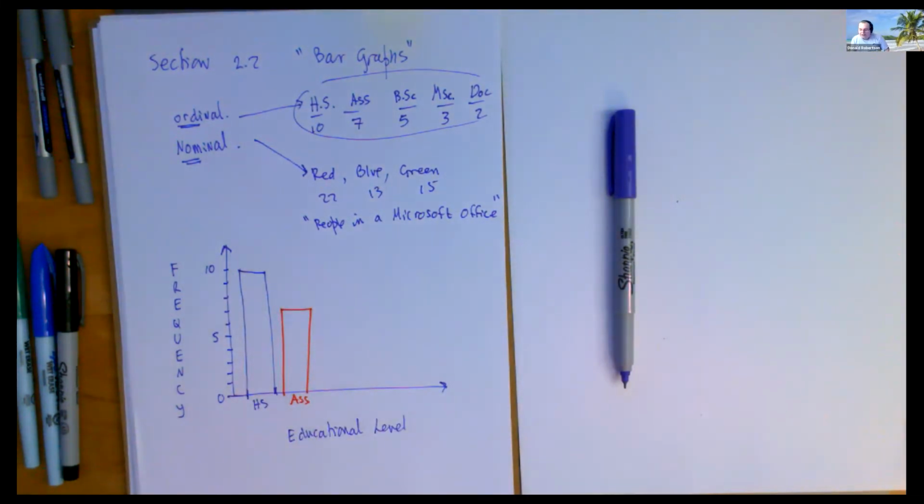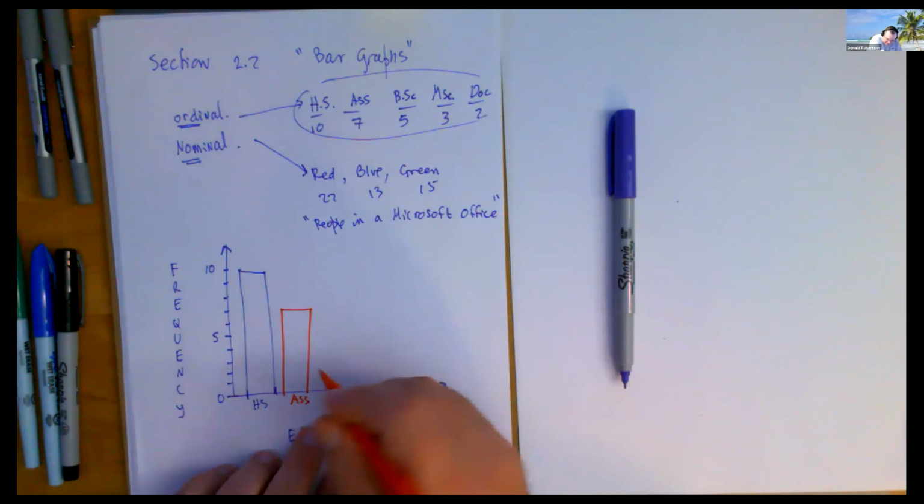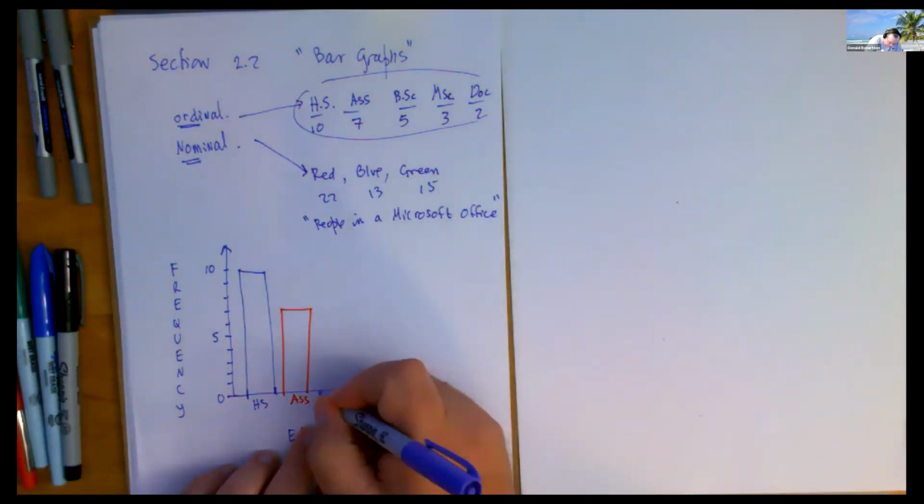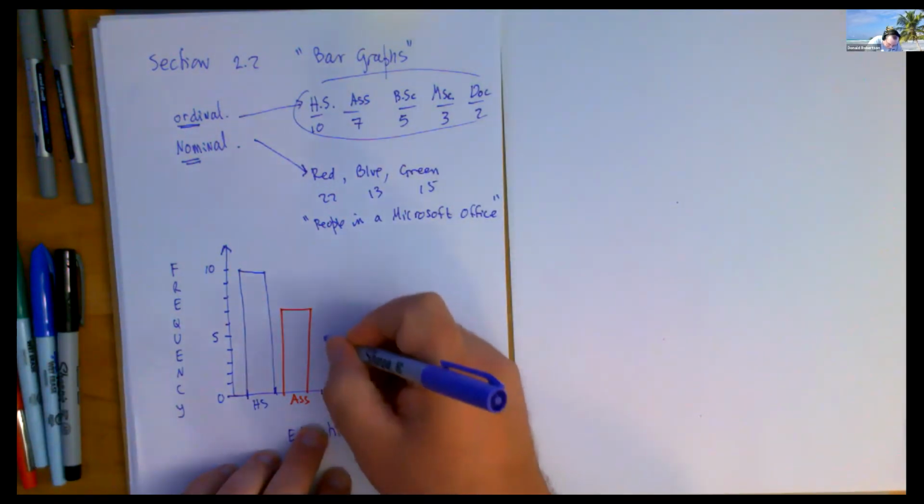You know how this is going to end, don't you? It's just going to be gap, next guy, next guy. So I'm going to be pretty quick here. The next guy is going to be those who had a bachelor's, and there were 5 of them.